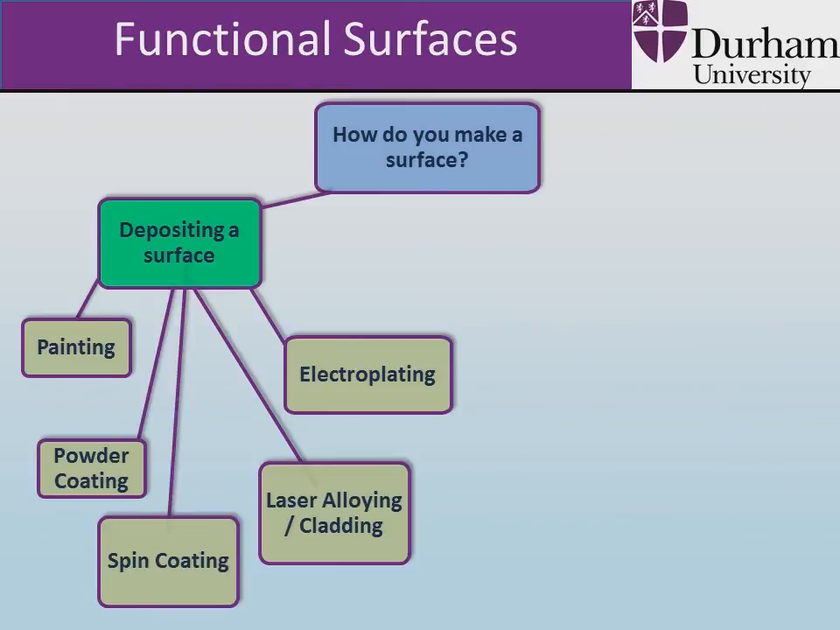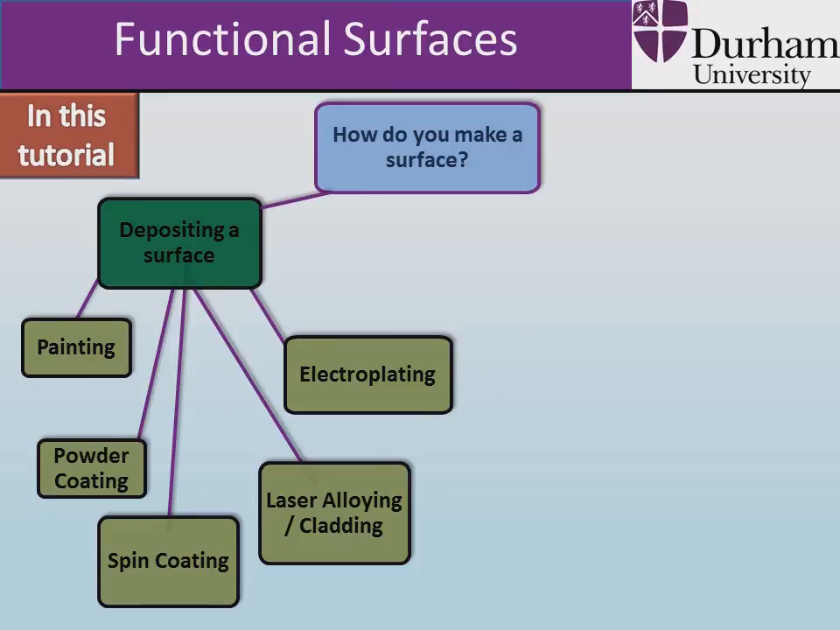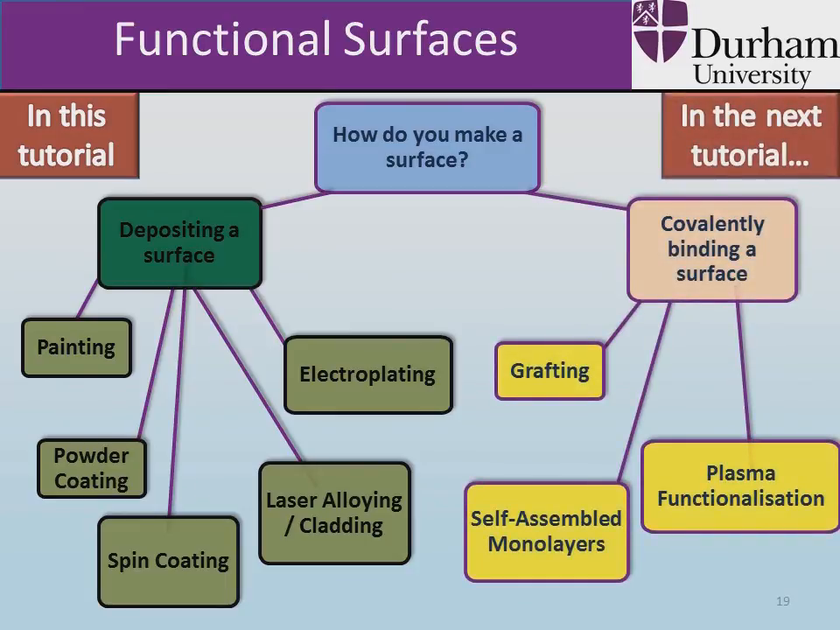In summary, we have looked at the features and applications of various ways to deposit a new surface on an object. While these are all relatively simple ways to get a new surface layer onto an object, these physical processes may not last as long as methods which chemically bond the new surface on. In the next tutorial, we will look at these chemically bonding methods, such as grafting, self-assembled monolayers, and using plasma.